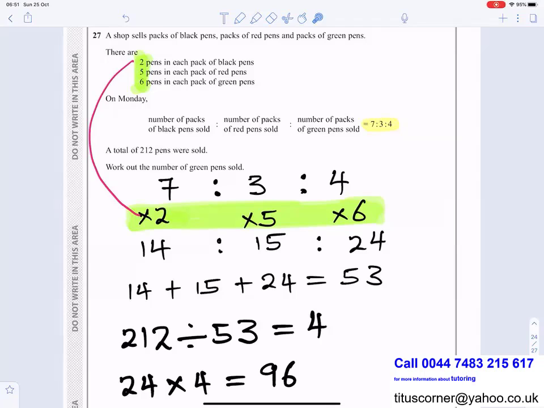So very, very important: you write down the ratio, 7:3:4. So 2 pens in each pack of black pens, so you multiply by 2, multiply by 3 for 5 pens in the red, and for the green it is 6. Work out the total. It gives you 53. And you divide 212 by 53, which gives you 4 parts. And then you multiply that by 4. 24 times 4 gives you 96 green pens were sold.